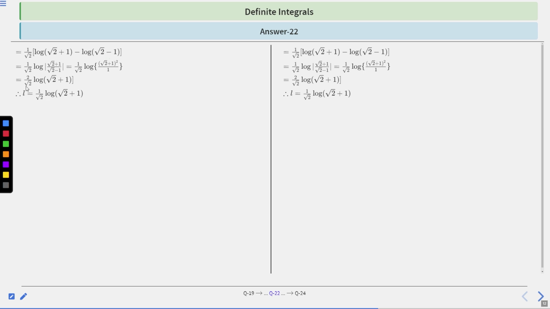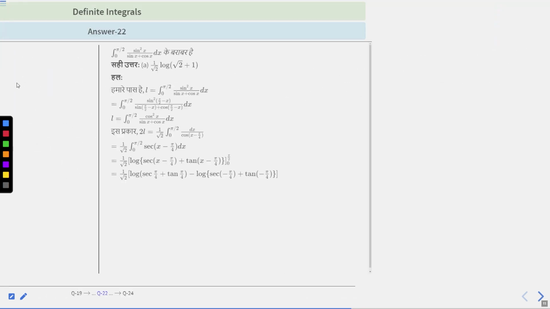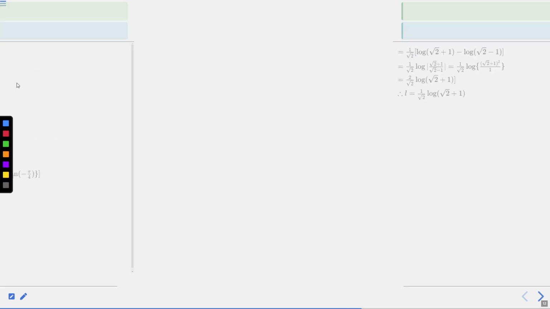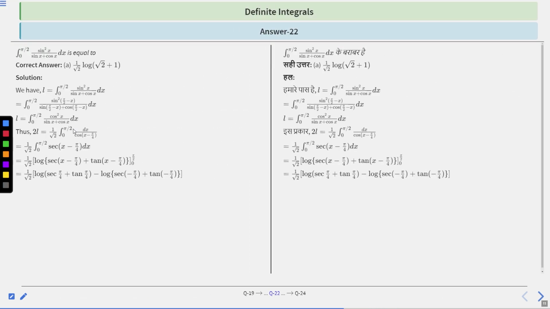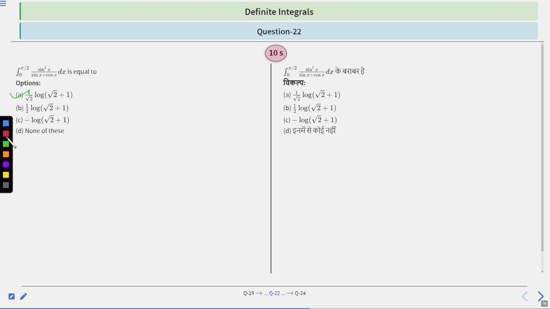And this was equal to 2I, as we had calculated, right? Therefore, I will be equal to 1 by root 2 log (root 2 plus 1). I will be equal to 1 by root 2 log (root 2 plus 1) is the right answer. Got it? So I think option A is the right choice: 1 by root 2 log (root 2 plus 1).